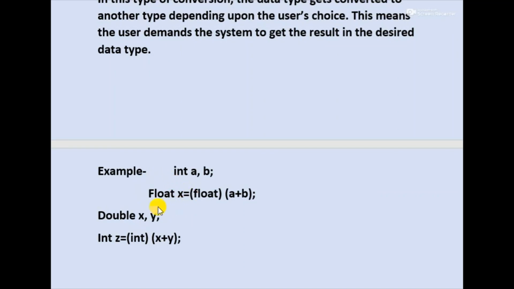And this is the method of using explicit type conversion. Before the expression, within brackets, we write the data type in which we want the result. Suppose we want the result in float data type, so that's why we are typing float here, within the brackets before the expression. So now x will hold the fractional result of this arithmetic operation.